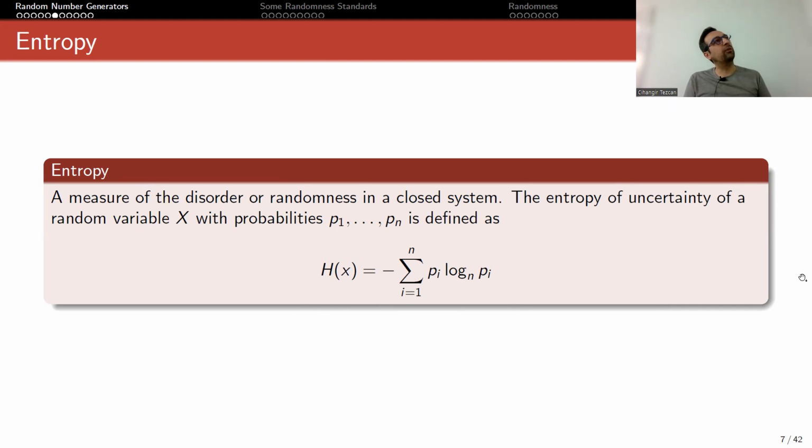So, for instance, the entropy will be 1 if you're generating bits 0 and 1 with probability 1/2, okay? You can calculate this. And this will also tell you that actually 1 bit can contain at most 1 bit of information. Okay?